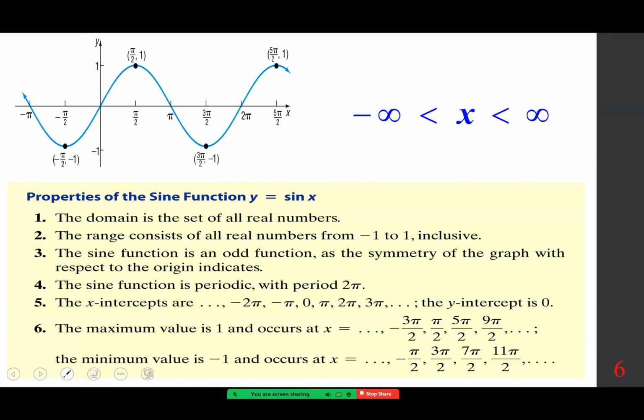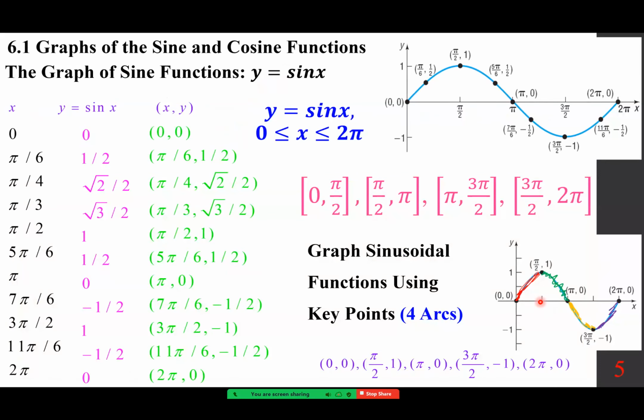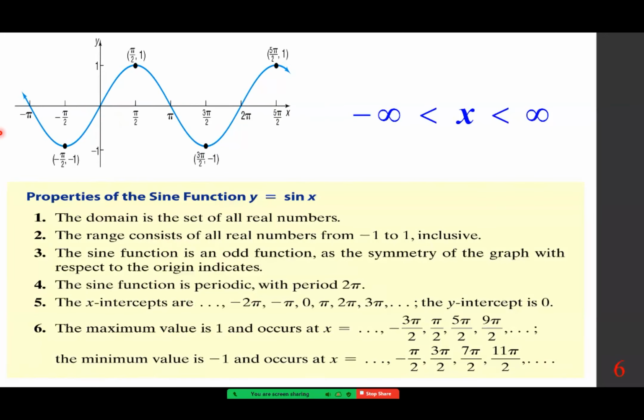So what do we notice? Domain is all real numbers. If you look at the graph, by the way, I'm going to go back. This was a complete cycle, one cycle from 0 to 2 pi. It continues indefinitely on the left and right. This is a complete cycle. And because it continues indefinitely, there's no restriction on the domain. So domain is all real numbers.